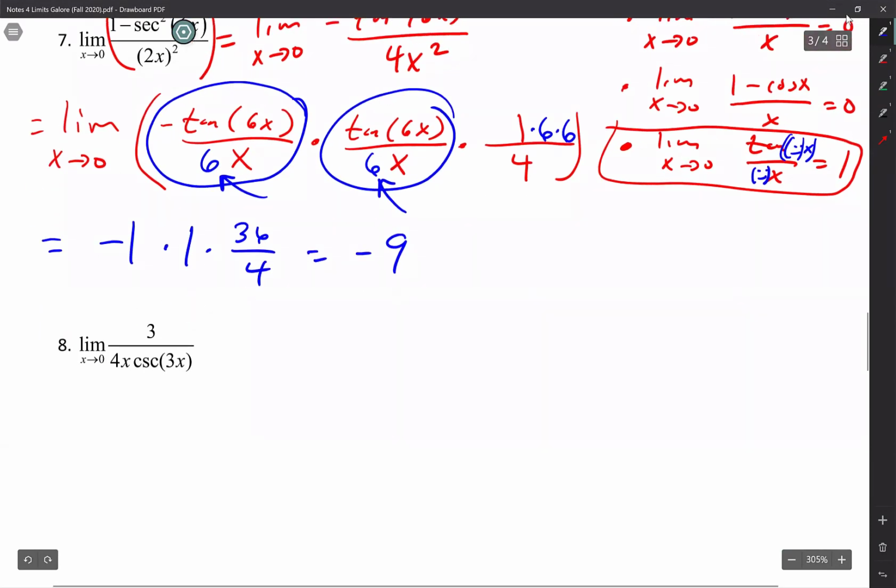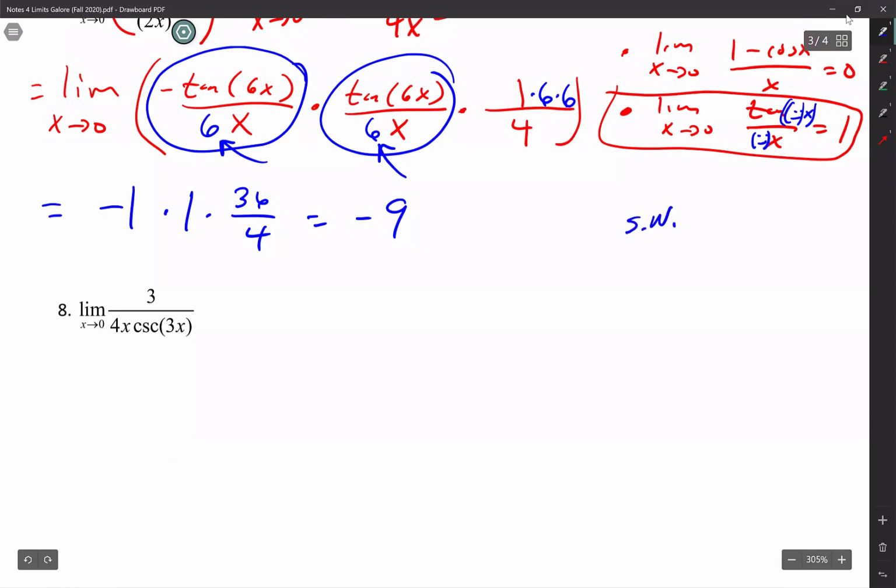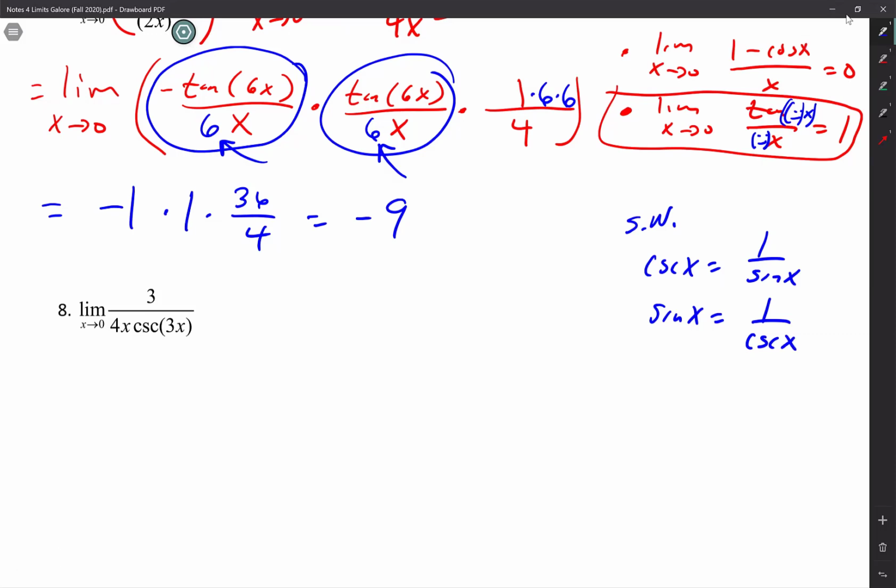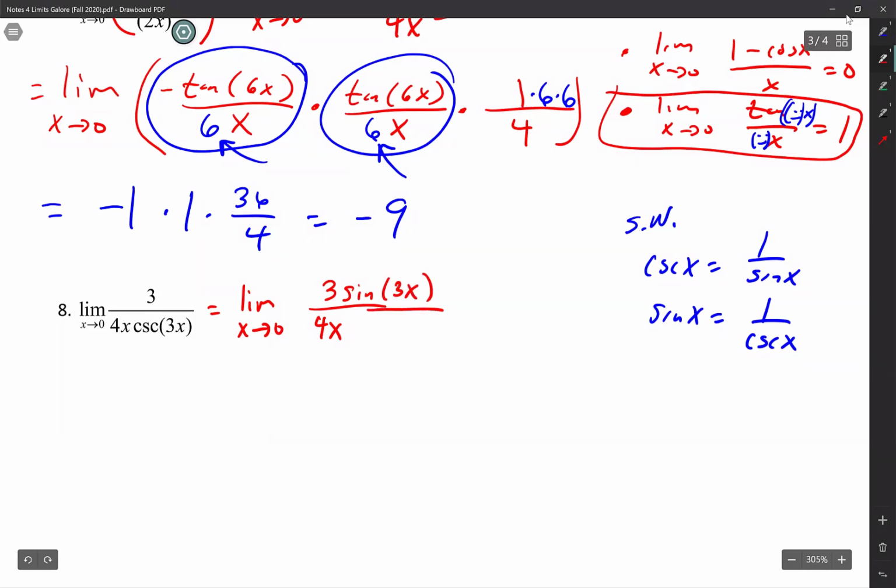Cosecant is the reciprocal of sine. In case you don't know that, side note, this is why pre-cal is important, guys. So cosecant x is the reciprocal of sine x, which means I can rewrite it like this as well. See? So cosecant's in the bottom. I'm going to rewrite it. I'm going to go back to red. Limit as x approaches 0. Leave the 3 in the numerator. I'm going to leave the 4x down here. And I'm going to put the sine of 3x up there like so. So there it is. All I did was this, guys. All I did was that.